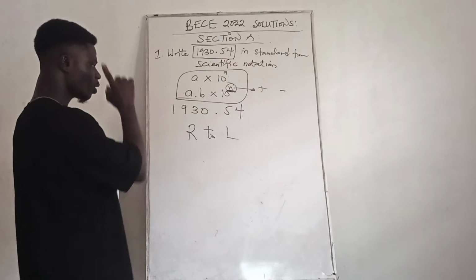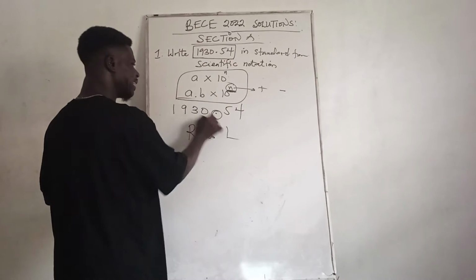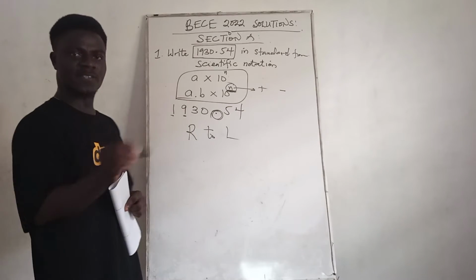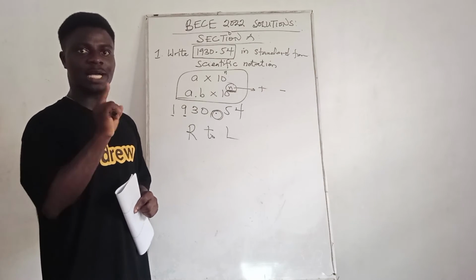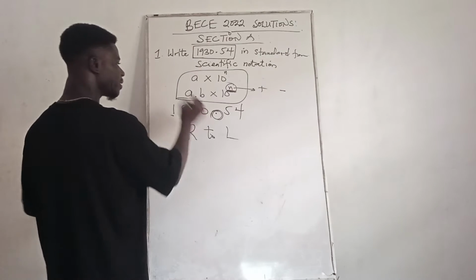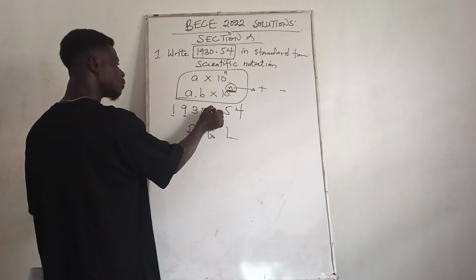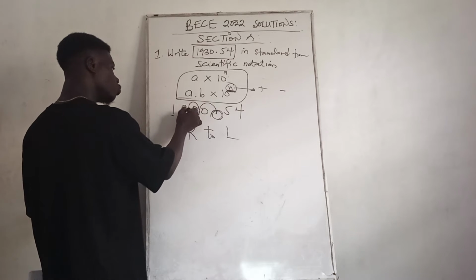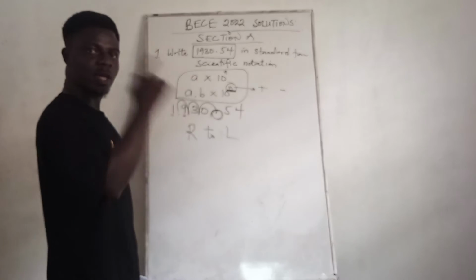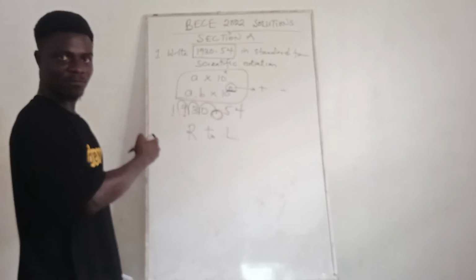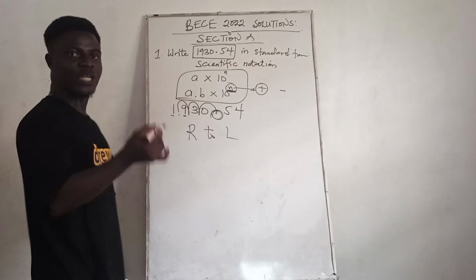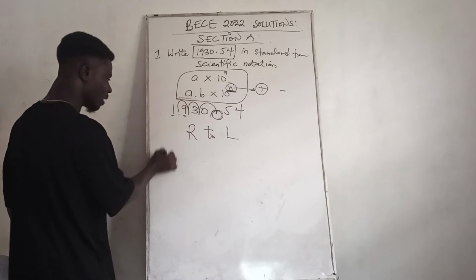So now here, we have to make sure that this point is between the first and second non-zero numbers. Numbers which are not zero are called non-zero numbers. So I'm moving this point 1, 2, then 3. So I've moved this point 3 times to the left, which is positive. I moved the point 3 times.